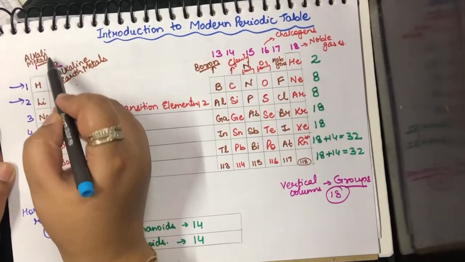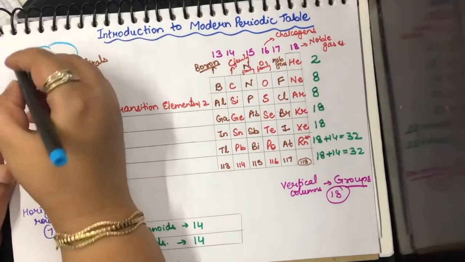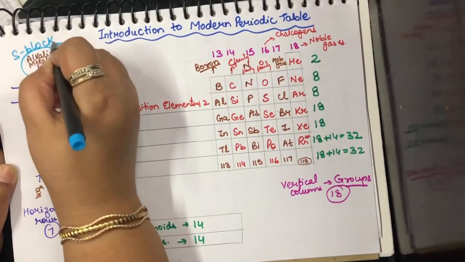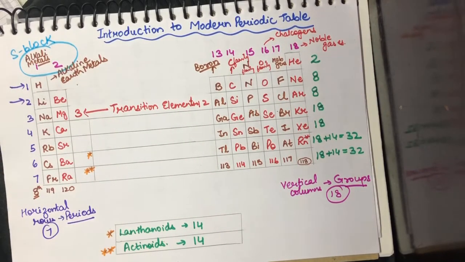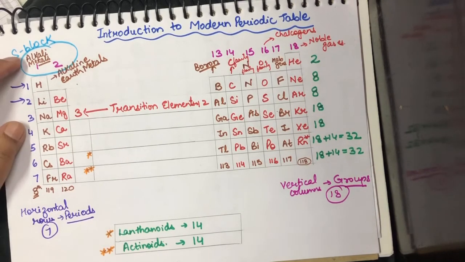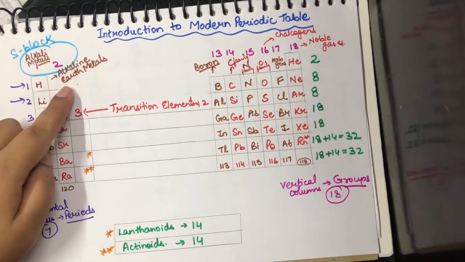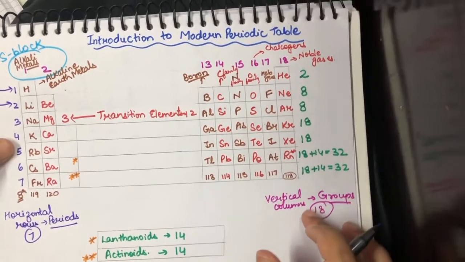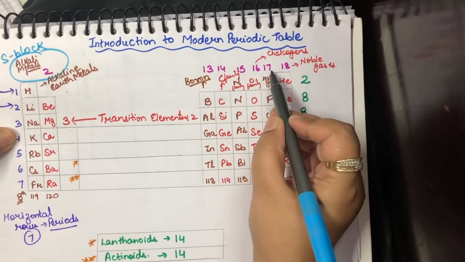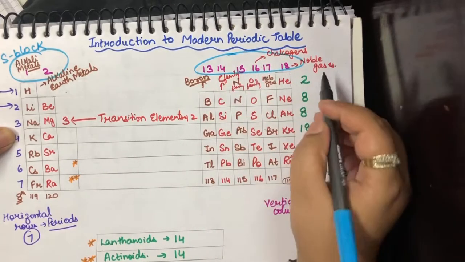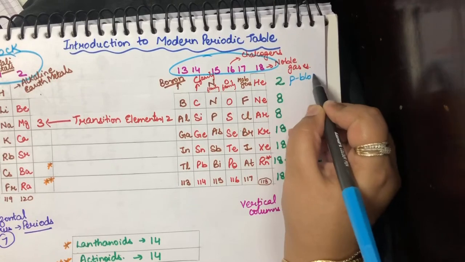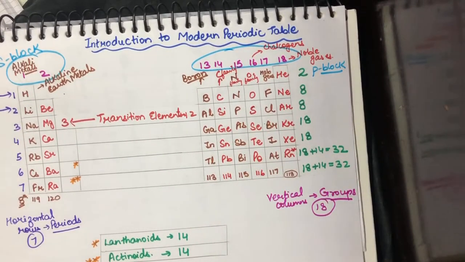So when I'm talking about the first two groups, that is group 1 and 2, we also call them as S block elements, because the last electron in their respective orbitals is entering S orbital. So S block is having two groups inside it. One is group 1 and 2, which is alkali metals and alkaline earth metals. Now if I'm talking about group 13, 14, 15, 16, 17 and 18, these 6 groups are under P block. These 6 groups are combined together and they're called as P block, because the last electron is entering the P subshell.